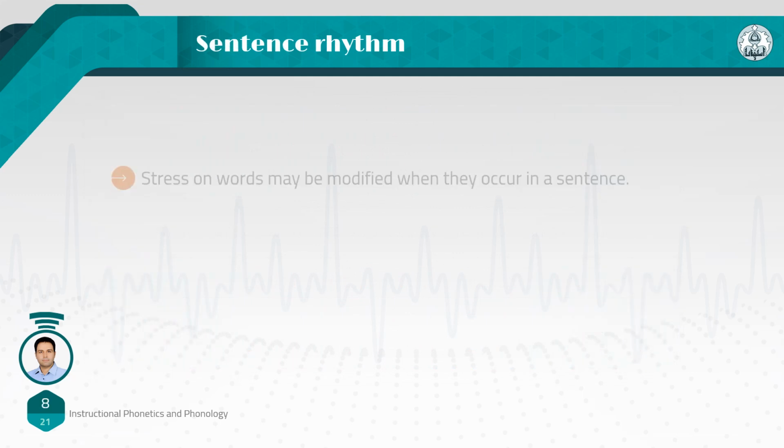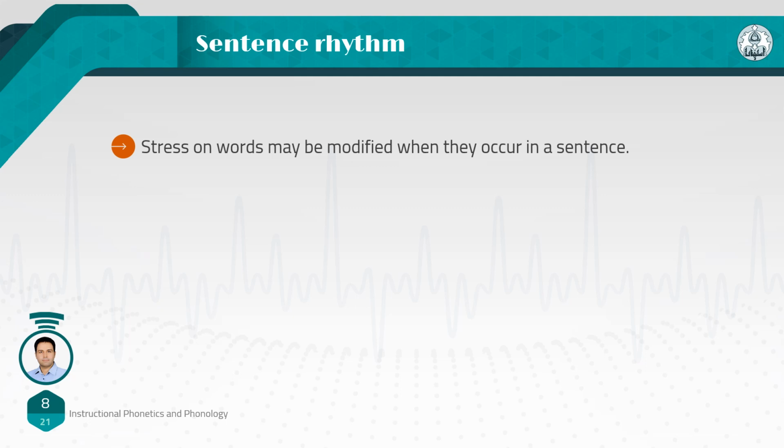Sentence rhythm. Stress on words may be modified when they occur in a sentence. The most frequent modification is the dropping of some of the stresses. There is a stress on the first syllable of each of the words in this sentence. For example, Mary, younger, brother, wanted, fifty, chocolate, peanuts. As you can see, there is a stress on the first syllable of each of the words when these words are said in isolation. But there are normally fewer stresses when they occur in a sentence, such as Mary's younger brother wanted fifty chocolate peanuts.